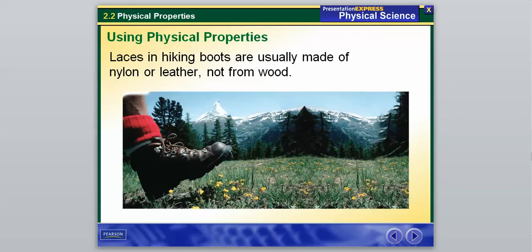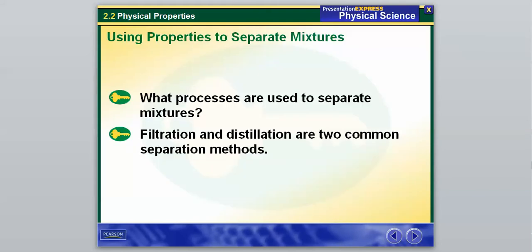Now we can also use physical properties, if you remember, to separate out mixtures. We're going to look at two processes that use physical properties to separate mixtures, and these are called filtration and distillation. We're going to get a definition of both of those, so I would jot those definitions down when they come, but maybe be on the lookout for those.